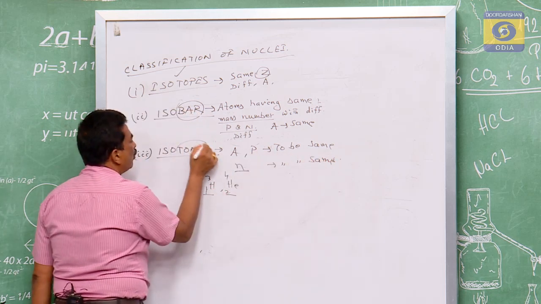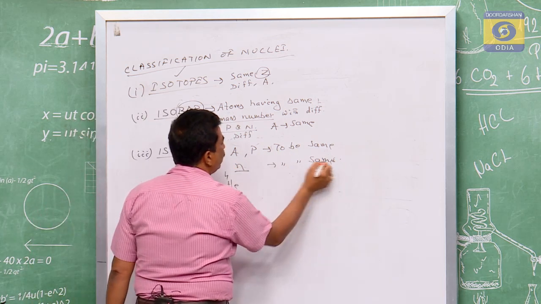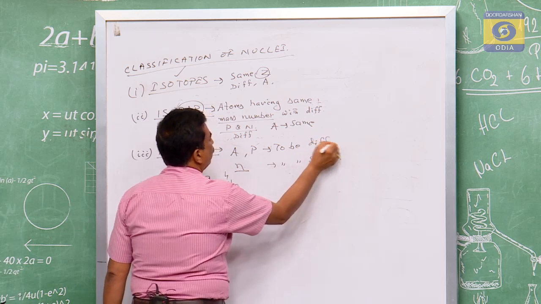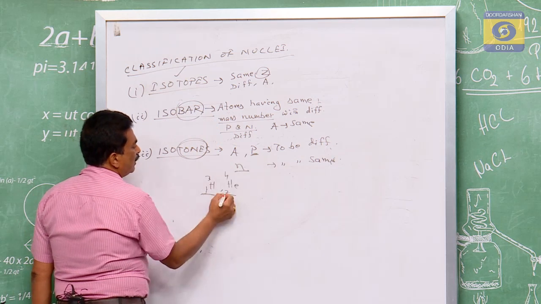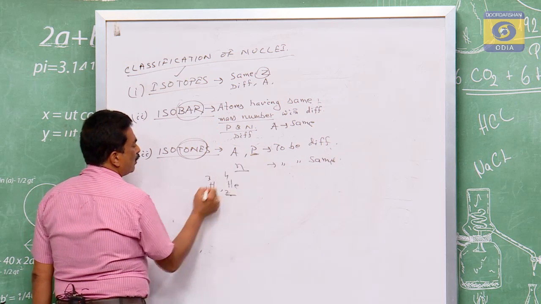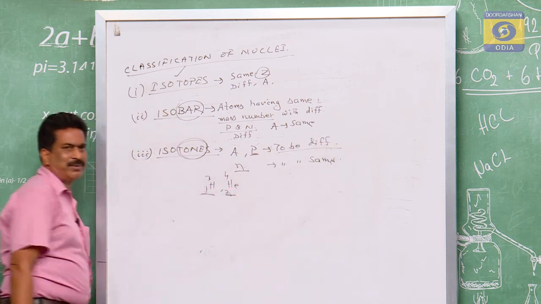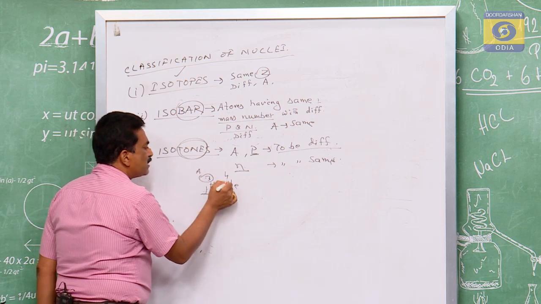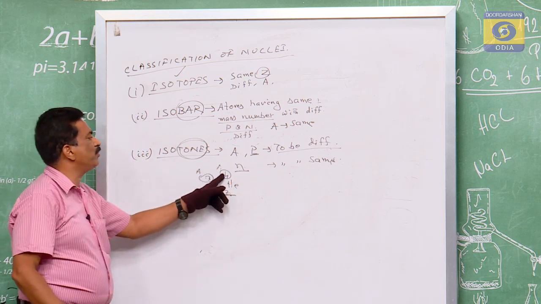The neutrons are the same because this is isotone. Tone means the neutron. So this is the N to be the same, and the A and the P to be different. P means proton: this is 1 and this is 2, so the protons are different. This 3 is the A, and this 4 is the A, so the mass numbers are different.